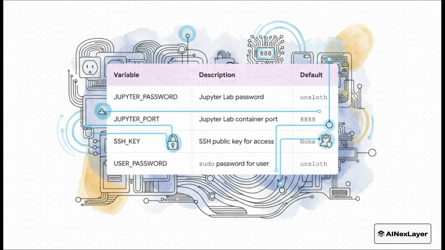Now, for those of you who need a bit more control, don't worry. Simplicity here does not mean a lack of power. Not at all. The image is actually highly configurable using environment variables, so you can easily customize things like passwords, change the port that Jupyter runs on, or even set up secure SSH access for remote work, which is awesome if you're running this on a more powerful machine somewhere else.